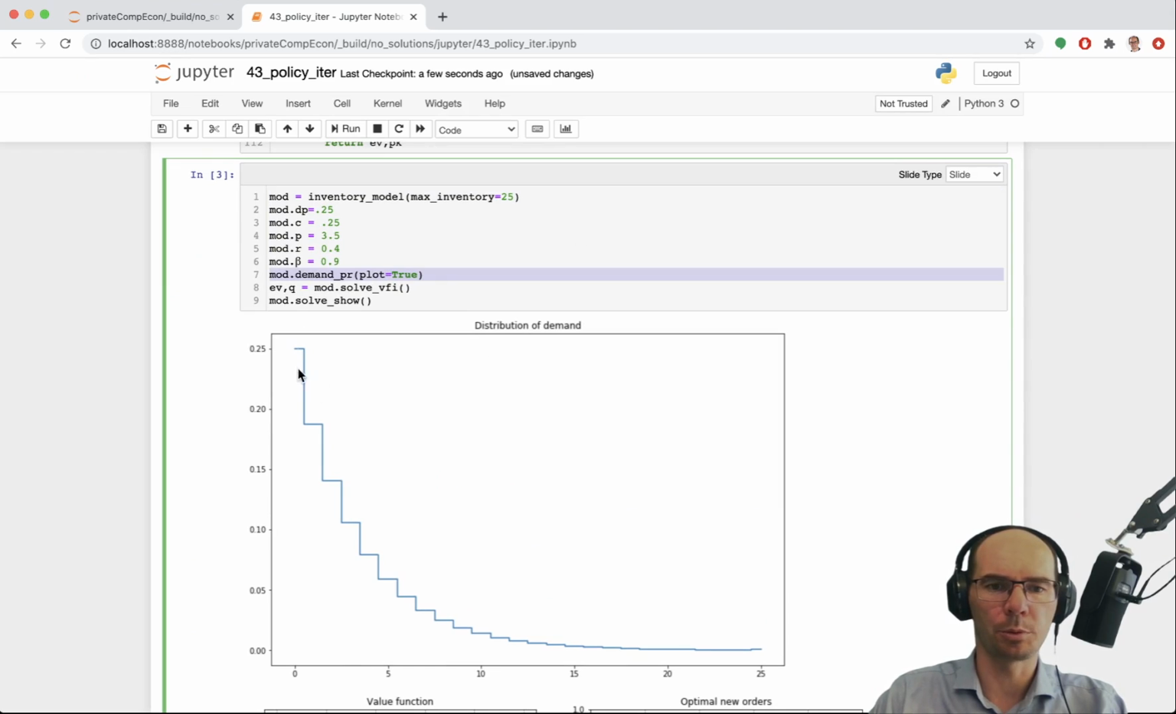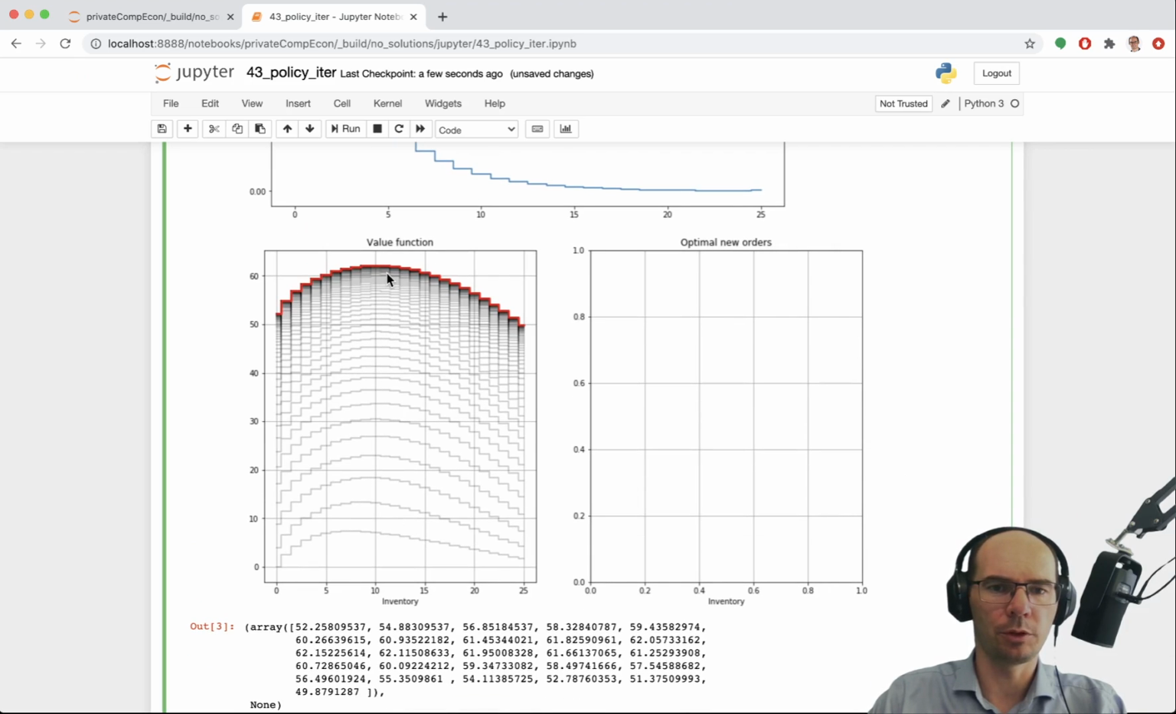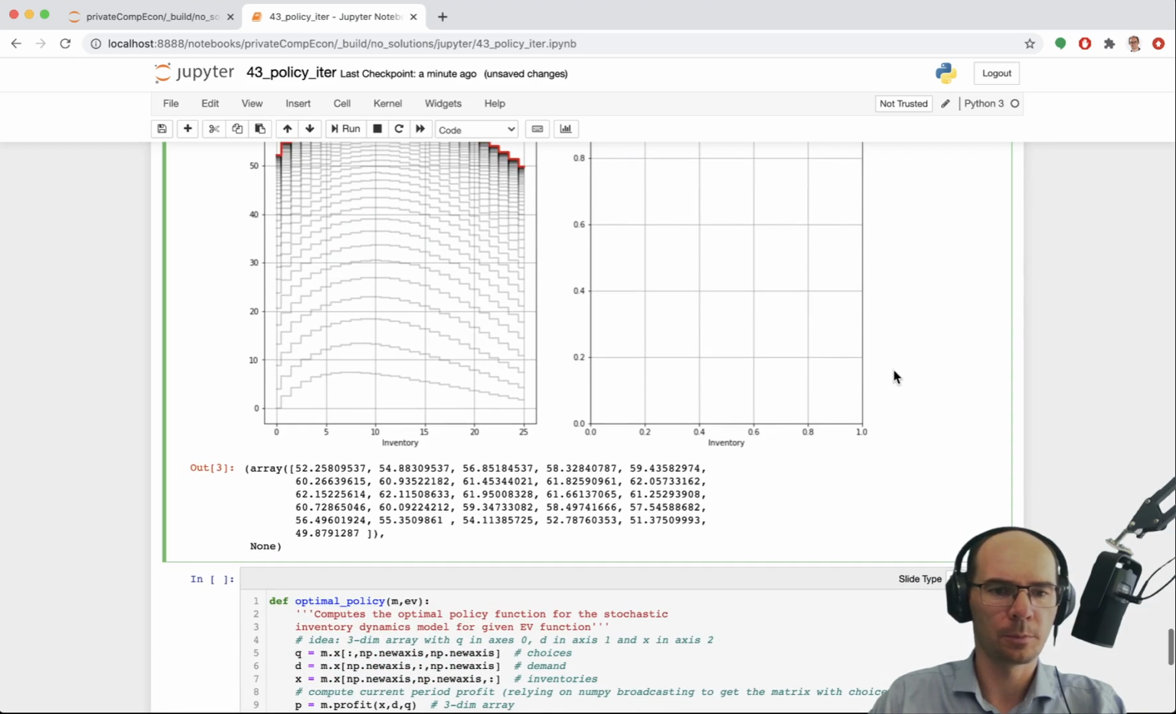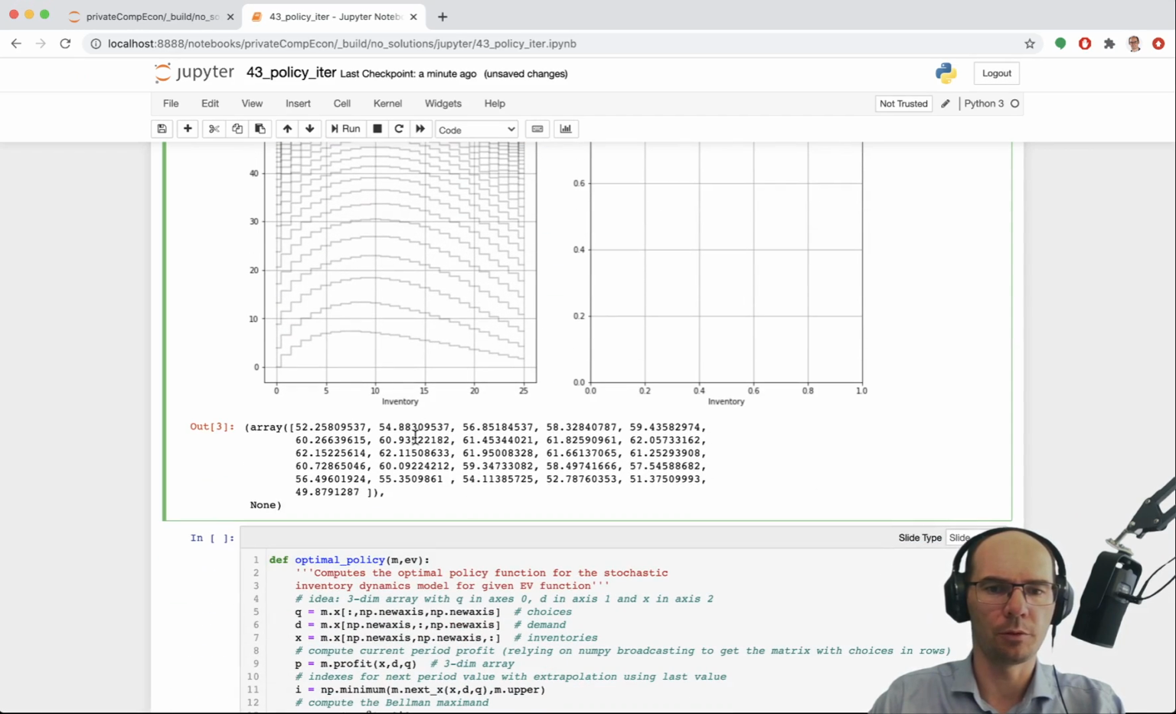And you can see how the probabilities decline. So the most likely value for demand is actually 0. And then there is a little blip here, very tiny, to collect the probability mass from the rest of the values of the demand. And here is the convergence of the value function iterations. And we've converged to a particular value function.